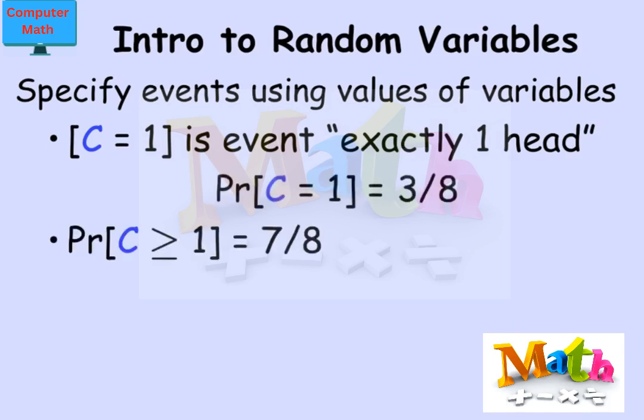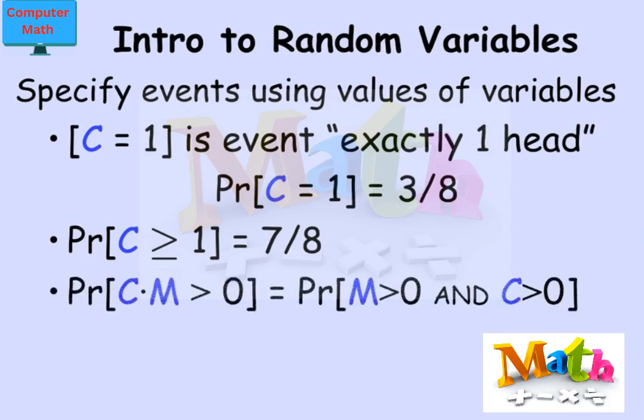I could also talk about the event that C is greater than or equal to 1. Well, C is greater than or equal to 1 when there is at least 1 head, or put another way, the only time that C is not greater than or equal to 1 is when you have all tails. So 7 out of 8 outcomes involve 1 or more heads, and the probability that C is greater than or equal to 1 is 7/8.